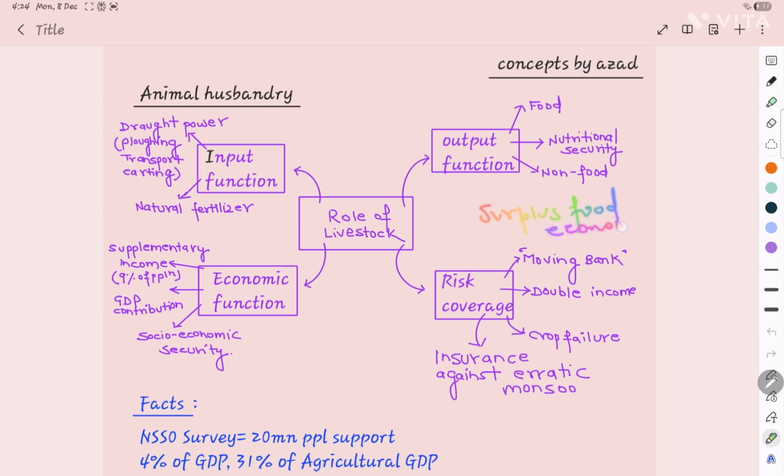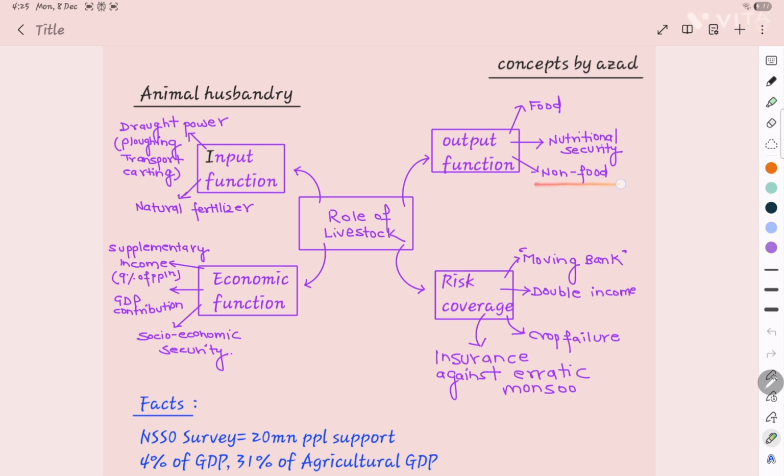So the first benefit we can say is derived from animal husbandry is food. The second is nutritional security, and it also provides non-food things like cow dung. It also provides fertilizers, manures, etc. These are the output functions of the livestock.